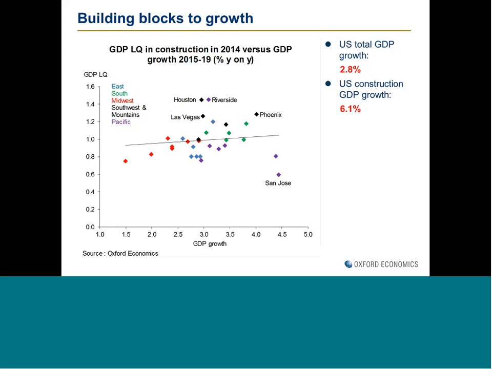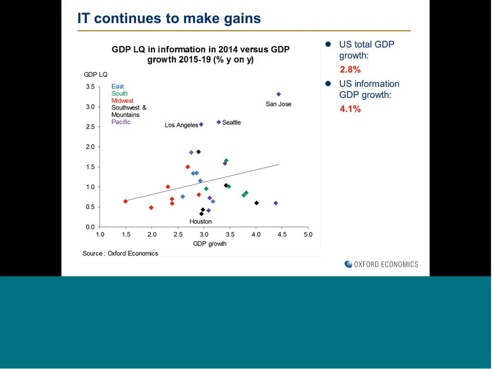We estimate Phoenix will rise, pun intended, to third place, while Las Vegas, previously at the bottom, escapes to a place around mid-table and above the US. Obviously, there are going to be anomalies here in the relationship. Look at San Jose, the lowest GDP location quotient in construction. If we go to the next slide, that's because IT is actually the main contributor of growth to San Jose. It's joined by two other Pacific metros, Los Angeles and Seattle, in terms of having the highest GDP location quotients.